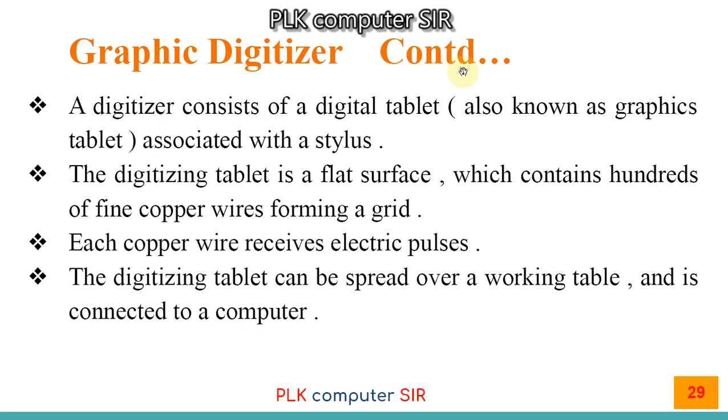Graphic digitizer continued. A digitizer consists of a digital tablet, also known as graphics tablet, associated with the stylus. Okay, stylus is one type of pen, a light pen, we can write with it. The digitizing tablet is a flat surface which contains hundreds of fine copper wires forming a grid, and according to the grid we can make the image, we can write over there.